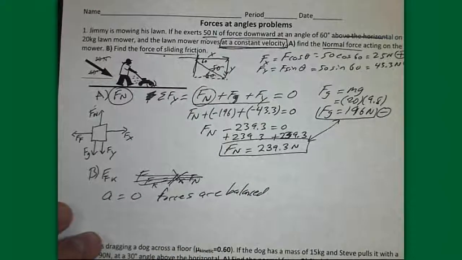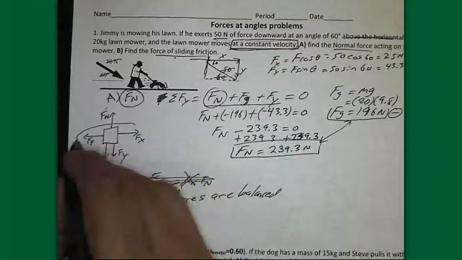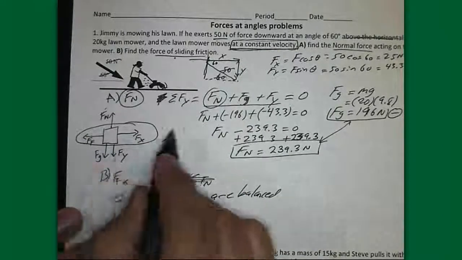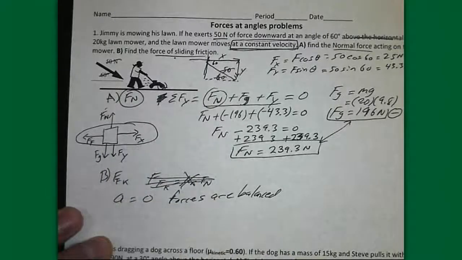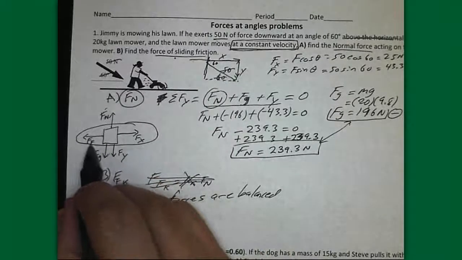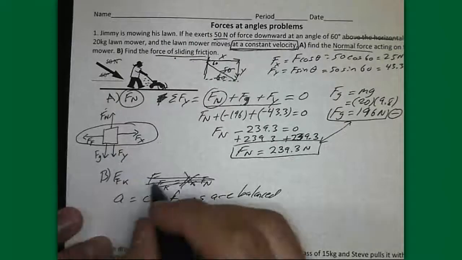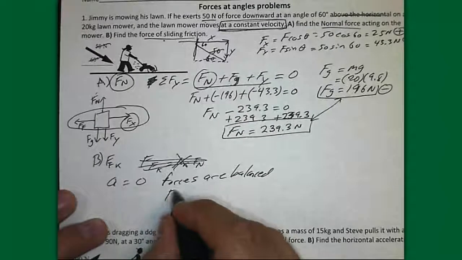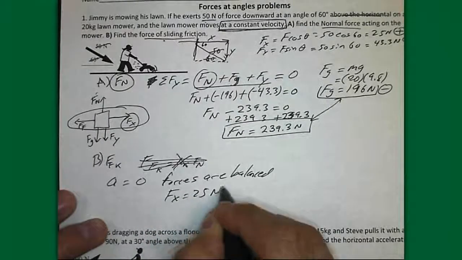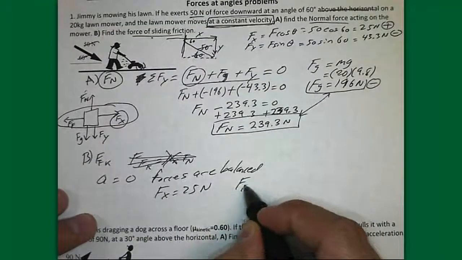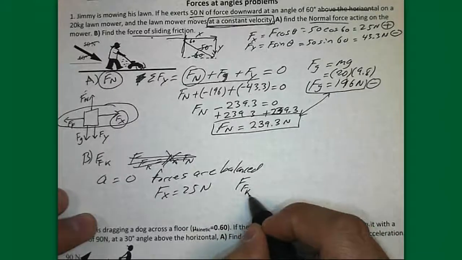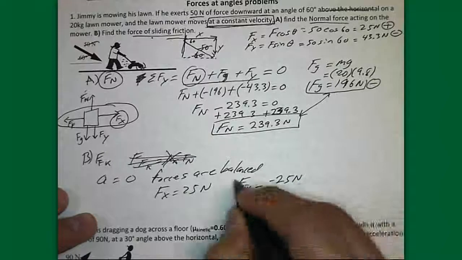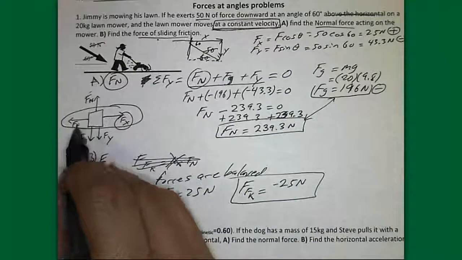And now it becomes real easy. That means these forces in the x direction have to be balanced if we're moving at a constant velocity in the x direction. That means whatever I have here has to equal the frictional force on the other side. Since I've already found the x force, 25 newtons, I know that the force of kinetic friction is also 25 newtons, and it's negative because it's directed to the left.